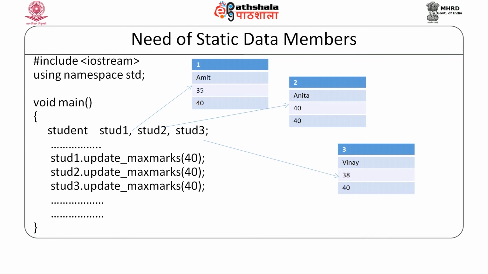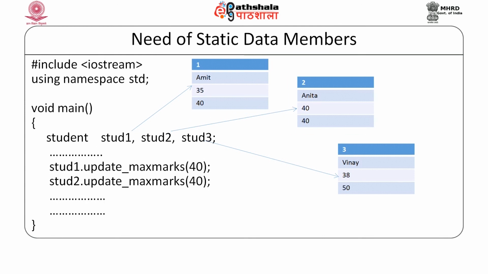And one even more severe problem with this kind of arrangement is that if I forget to update it in the third student, what would happen? For the first 2 students the maximum marks will be 40, and for the third student it will turn out to be 50. So, for the first 2 students the percentage would be computed with maximum marks out of 40, and in the third one it would be computed out of 50. So, you can clearly see the inconsistency of data.